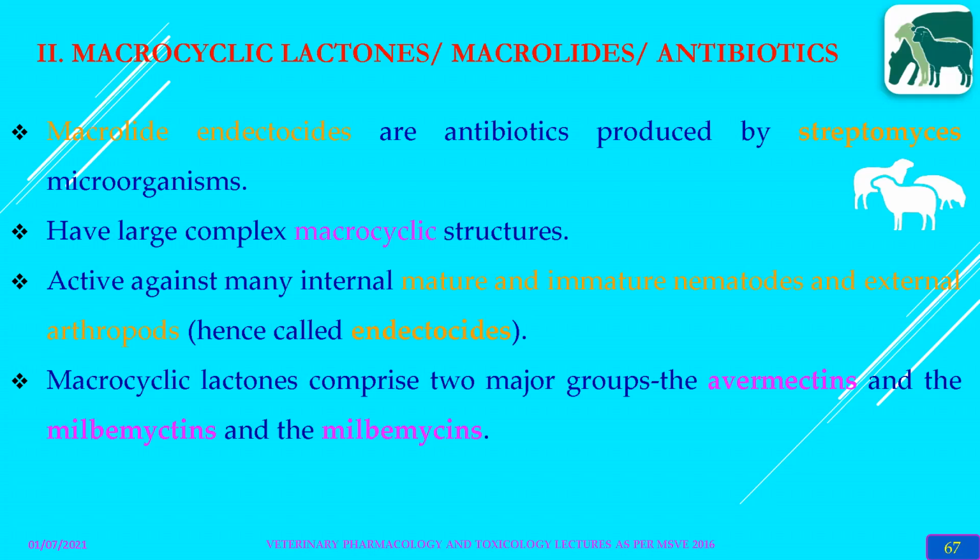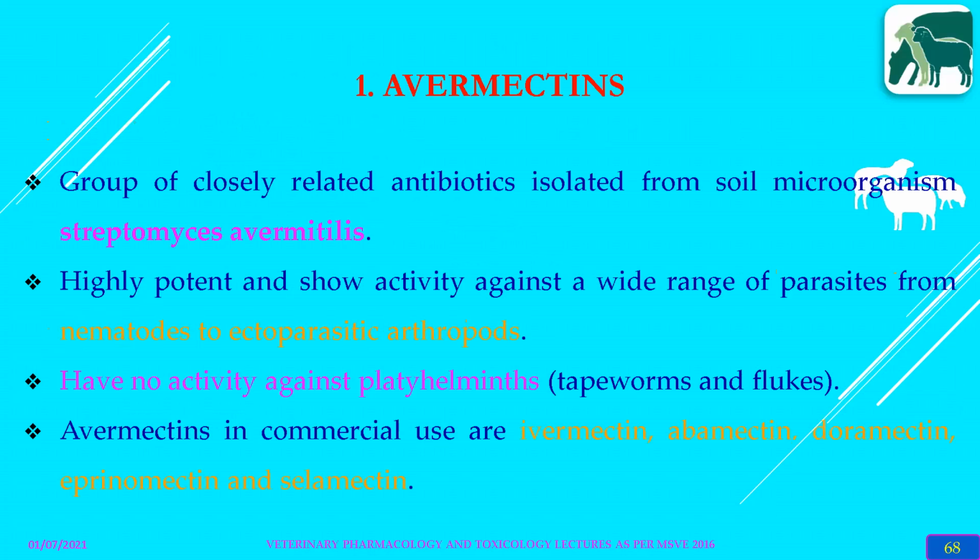So these endectocides contain two major groups: the AVERMECTINS and the MILBEMYCINS. So this is the category. Then coming to the first category, AVERMECTIN. These are closely related antibiotics isolated from the soil microorganism Streptomyces avermitilis.